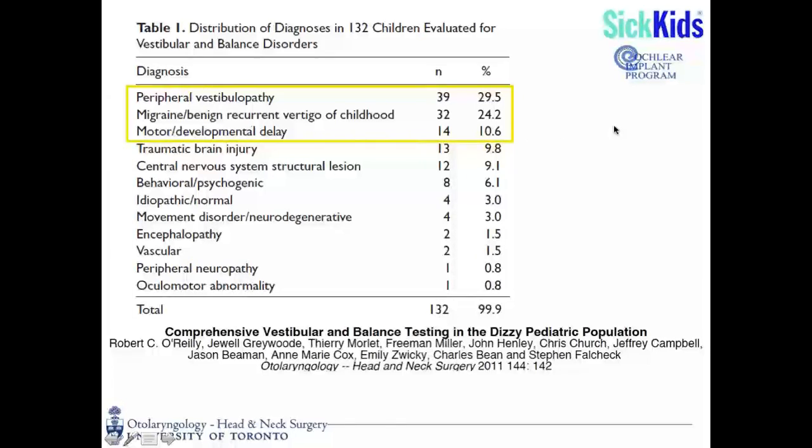You'll see these children creep into your clinic in a number of different ways because they have disequilibrium, some of which may be associated with peripheral vestibular dysfunction and some not. So this is where testing becomes very important. Let's look more specifically at this group of children with peripheral vestibulopathy.